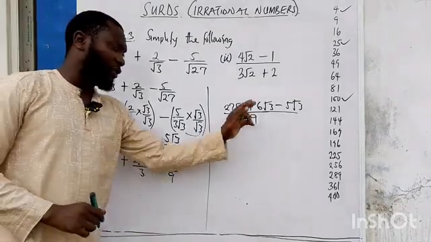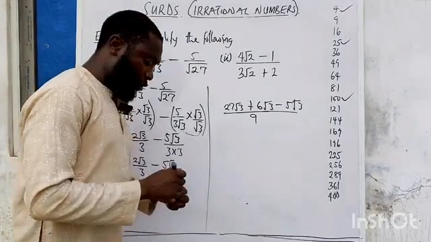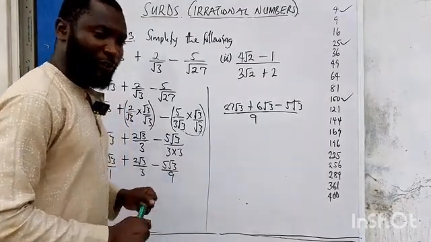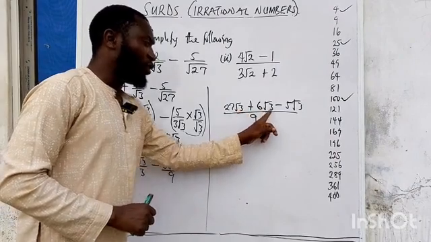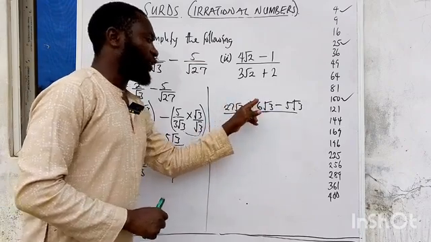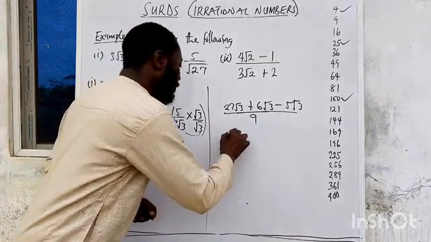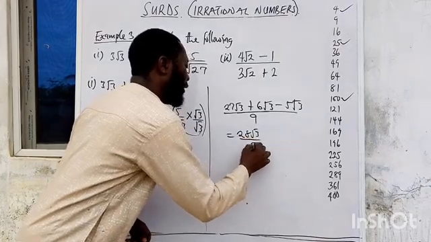So 27 plus 6, that's 33. 33 minus 5. When you are adding similar surds together, what you are expected to add or find the difference of is just the coefficient. You cannot add root 3 to root 3, but you can add their coefficients. So 27 plus 6, 33. 33 minus 5, 28. So your final result will be 28 root 3 divided by 9.